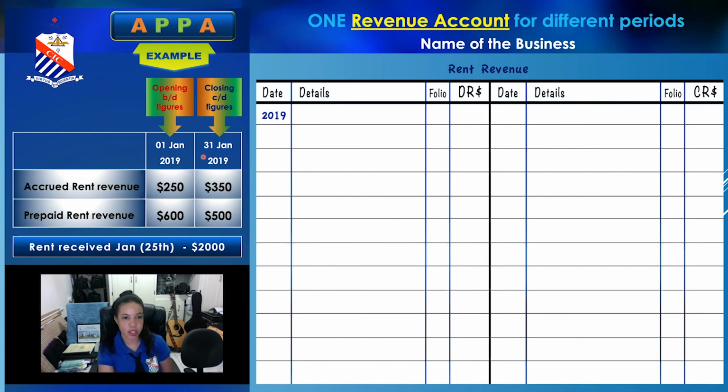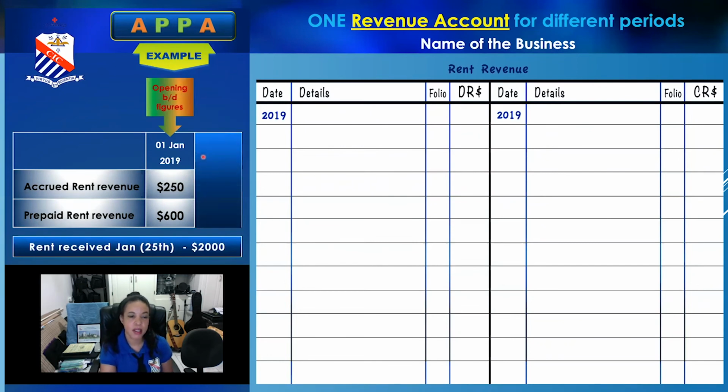So which year are we doing it for? We are doing it for 2019, and it's the month of January 2019. So the beginning date will be the 1st of January. You put 1st of January, and since we're doing APPA instead of PAAP, start with the accrued first, the opening balance for the accrued. You check to see there's $250, record it on the debit side.